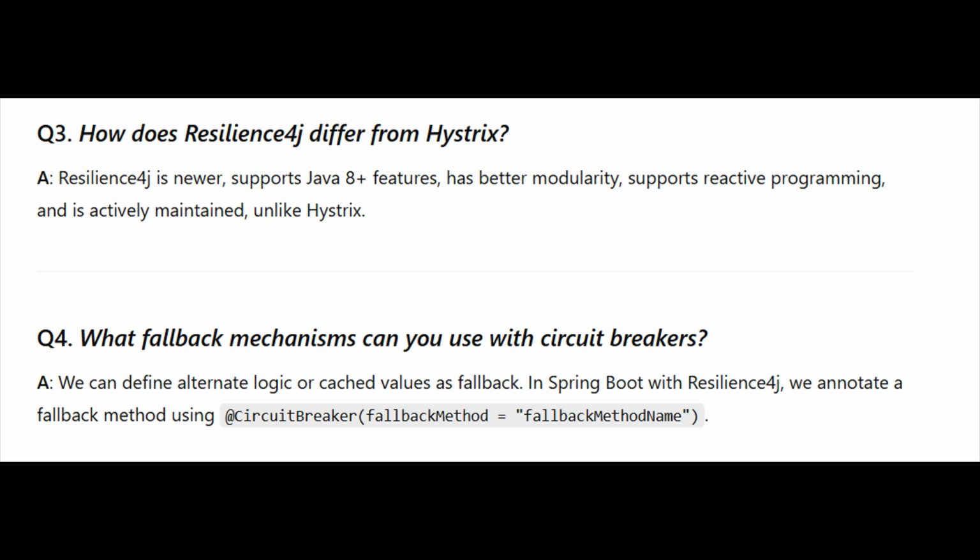Q4. What fallback mechanisms can you use with circuit breakers? A. We can define alternate logic or cached values as fallback. In Spring Boot with Resilience4j, we annotate a fallback method using @CircuitBreaker, fallbackMethod equals the fallback method name.